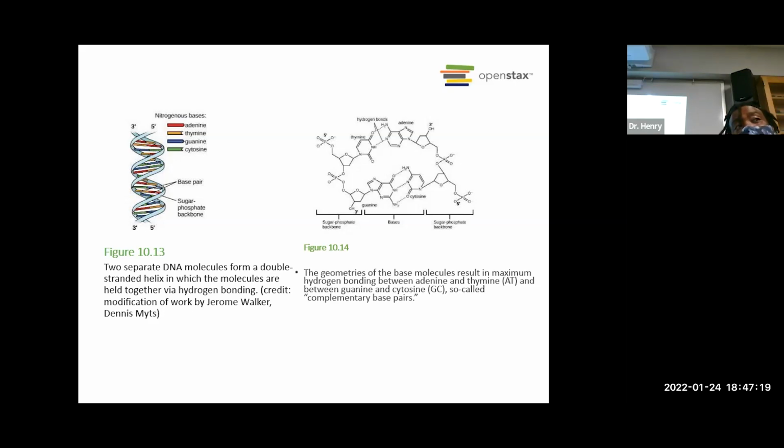Hydrogen what? Hydrogen bonds, exactly. You have a whole bunch of hydrogen bonds, right? So this here represents the DNA molecule, right? And what happens is that one strand forms hydrogen bonds with the other strand. This represents one strand, this represents the other strand. You have a hydrogen bond here, here, here, here, here.